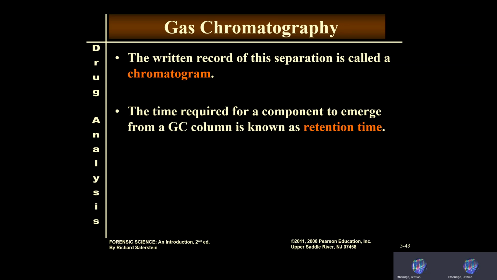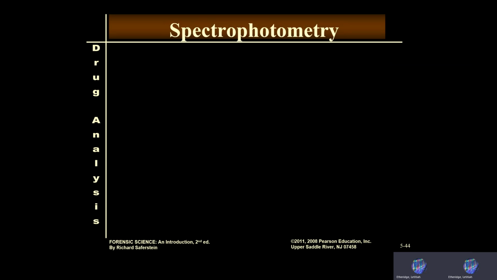Okay, so that's going to be pretty much it for the GC. Like I said, we're going to talk some more about it a little bit later on, but we're actually going to be looking at some actual lab samples. It'll probably give you a better idea of what's going on. Now let's talk about spectrophotometry.